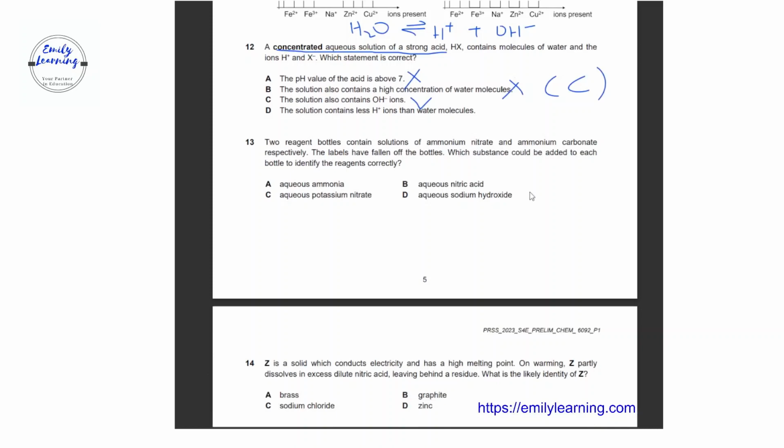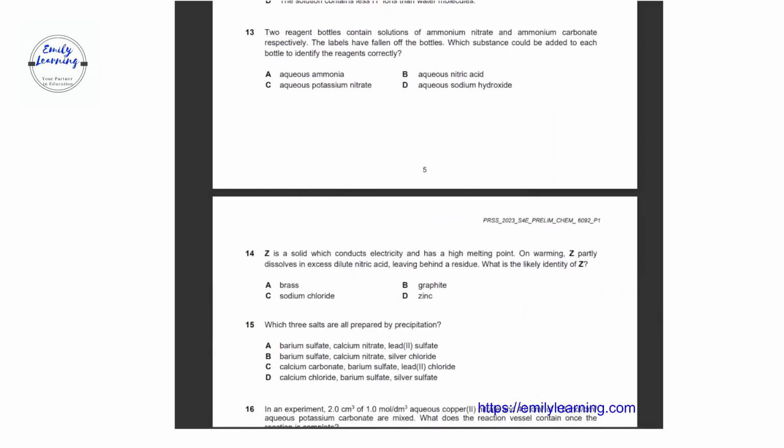Next, let's move on to question 13. Two reagent bottles contain solutions of ammonium nitrate and ammonium carbonate respectively. The labels have fallen off. Which substance can be added to each bottle to identify the reagents correctly? Basically, you have ammonium nitrate and ammonium carbonate, and you need to determine which one is which. Both of them have ammonium, so in other words, you need to do a test to test for nitrate or carbonate.